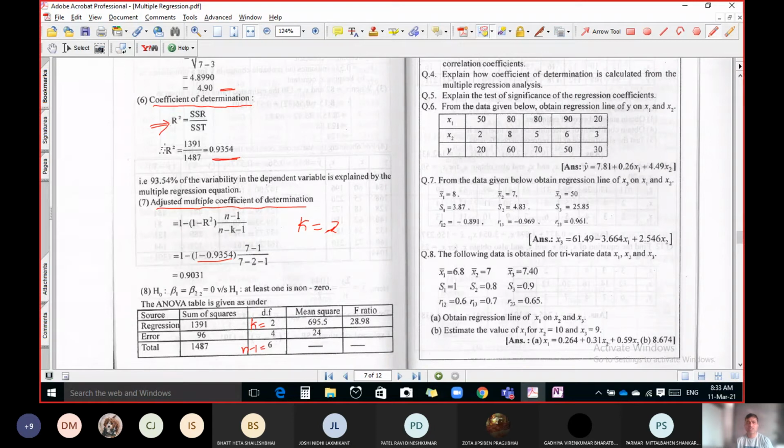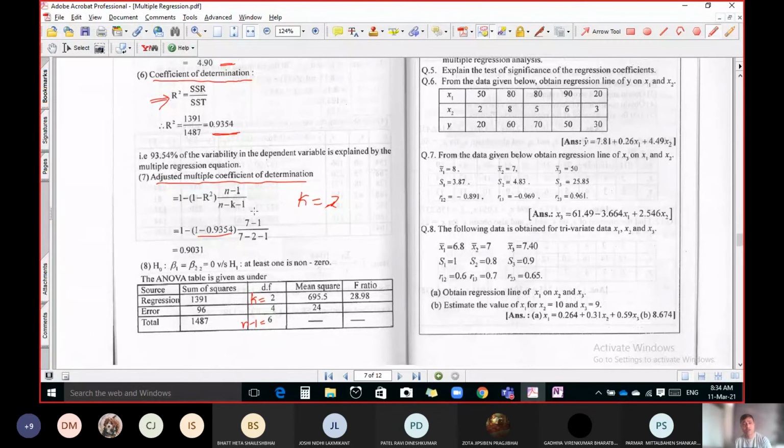We are not going to discuss this in detail right now. The reason is it requires a lot of time to discuss how to obtain this formula and what the interpretation is. Interpretation you can do very easily. This R square is 93.54, that is the coefficient of determination. If you multiply it by 100, we get 93.54.